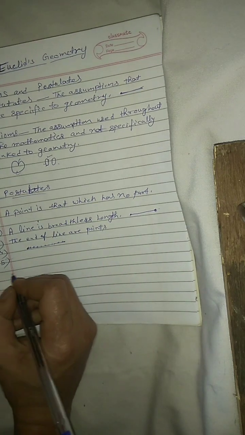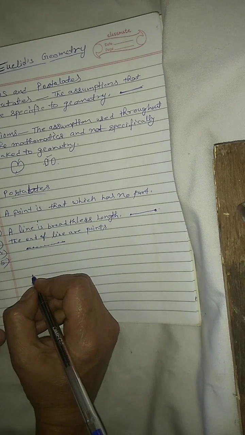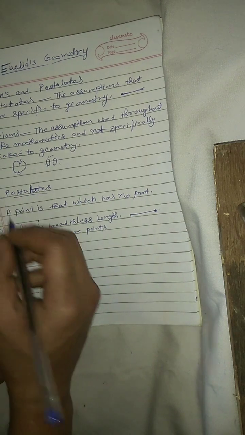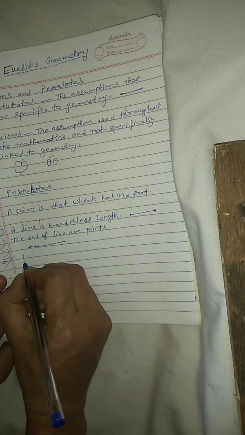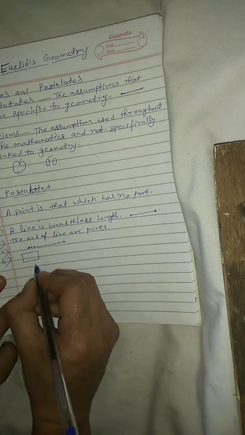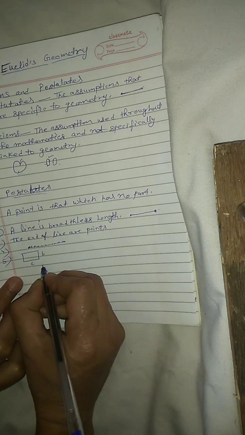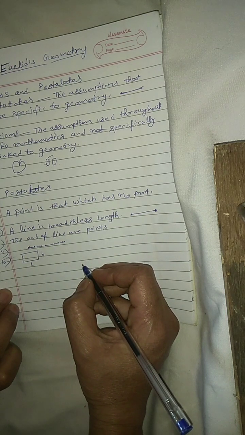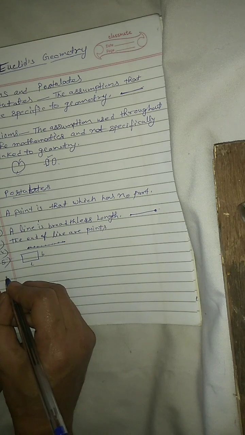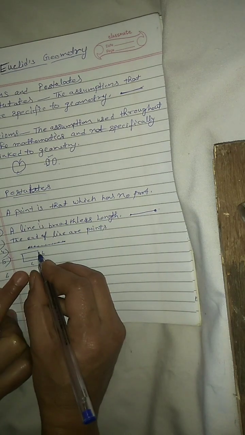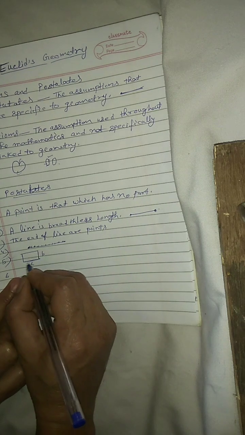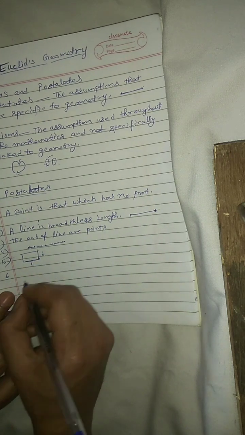And the fifth postulate is a surface is that which has length and width only. According to Euclid, a surface is that which has only length and width. Then it is called a surface. The edges of a surface are lines. According to the sixth postulate, the edges of a surface are lines. That means the surface is bounded by lines.